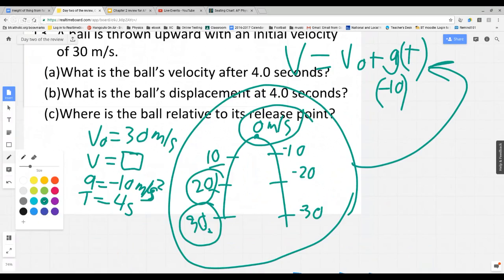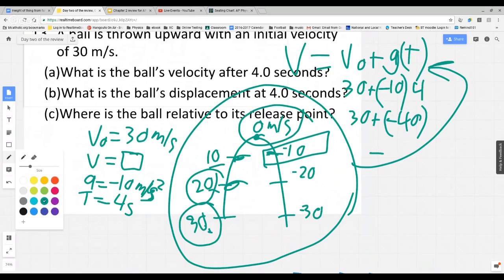So 0 is not the answer. If you're counting in your time, they said 4 seconds, so you're at 1 second, 2 seconds, 3 seconds, 4 seconds. This one is the answer. But you could do that mathematically. So you got a times 4, which would equal negative 40, and then you started out with 30, plus all of that, and you're going to equal negative 10.